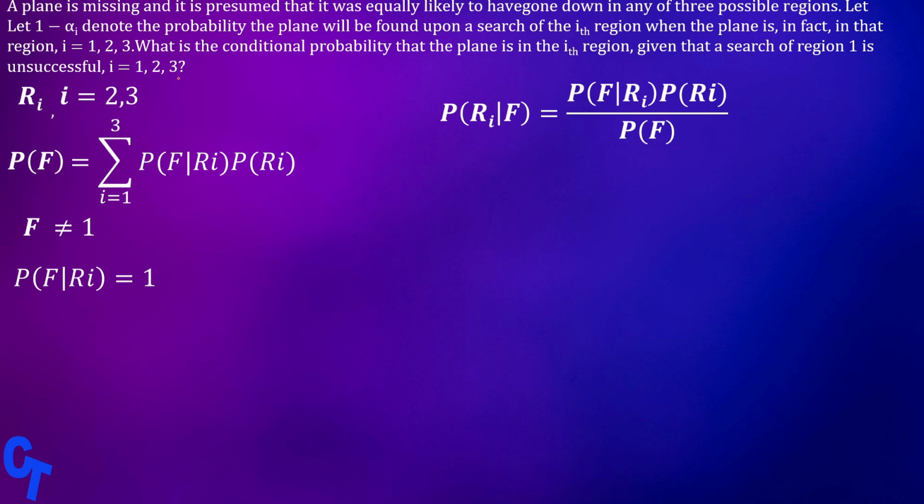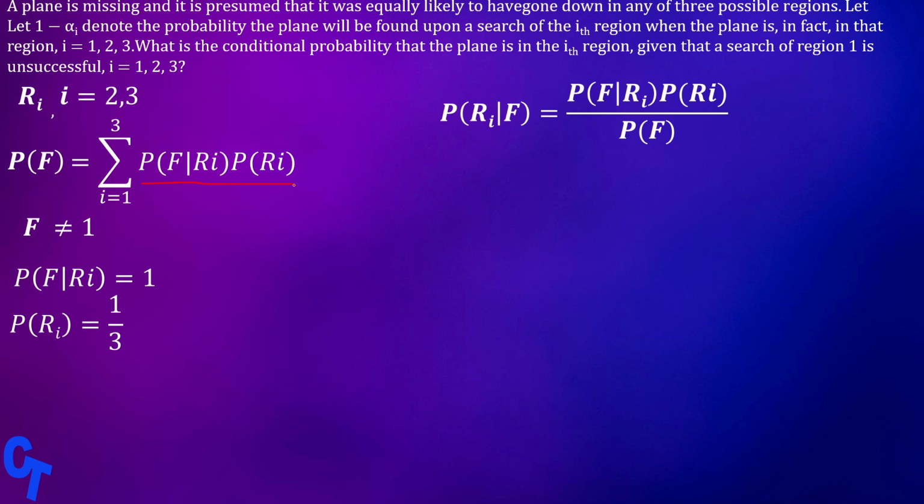So what about the probability of finding the plane in region Ri? So I said i represents region 2 or region 3. So the probability will be equal to 1/3, right? Depending on what is the value of i. If it is 2, it's going to be 1/3. If it is 3, it's going to be 1/3. And right here is our formula.